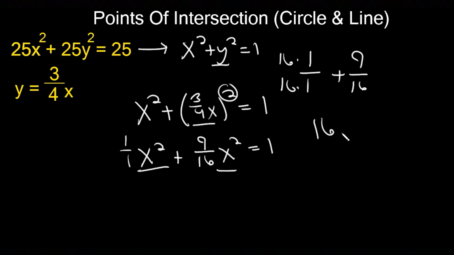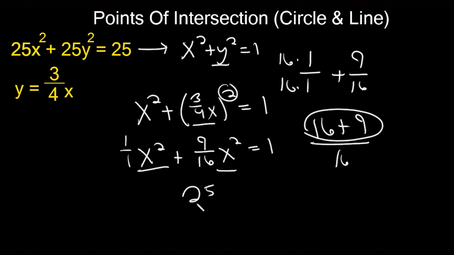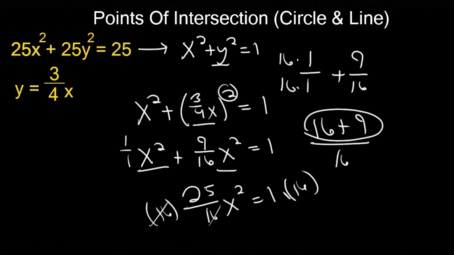When I do that, I get 16 plus 9 all over 16, and from here, all I have to do is combine my numerator. So 16 plus 9 is 25, and I get 25 over 16. So now I have 25 over 16 times x squared equal to 1. To solve for x squared, we're going to multiply both sides by 16. We're going to get rid of that denominator. 1 times 16 is 16. So now you have 25 x squared equal to 16. Divide both sides by 25, and then you'll take the square root. So why don't we go ahead and move down?